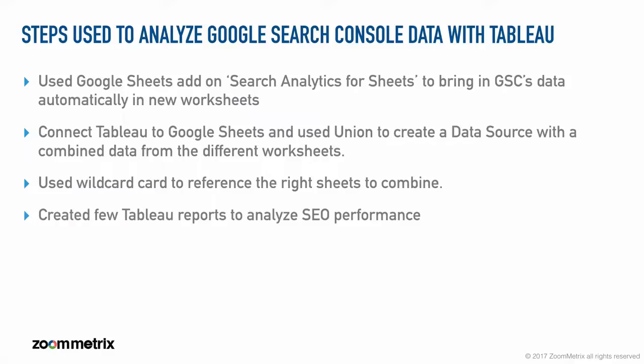And once you do that, you can use Tableau to connect to Google Sheets and use Union to create a data source with combined data from different worksheets or tabs. And I'll show you that. When you create the union, you use a wildcard to reference the right sheets to combine. So it's kind of like a rule to say, based off this equation, pick these sheets and combine them. And finally, we created a few Tableau reports to analyze SEO performance. Okay, let's go through that.